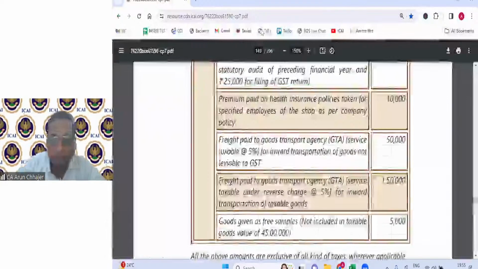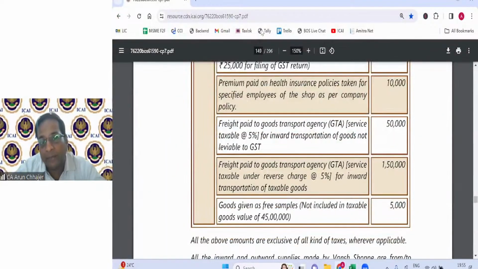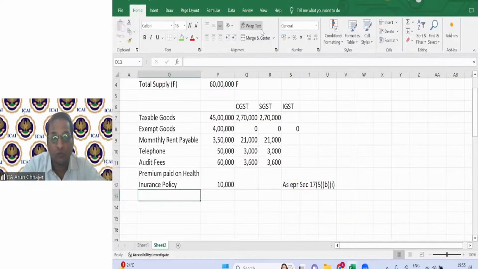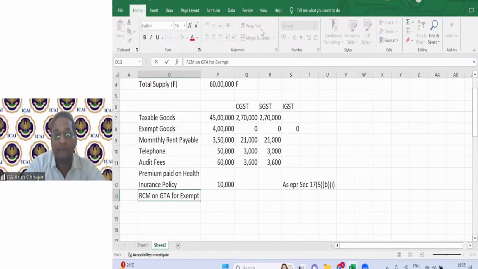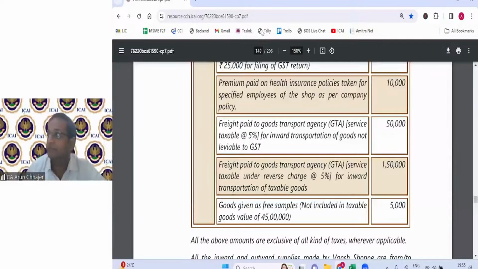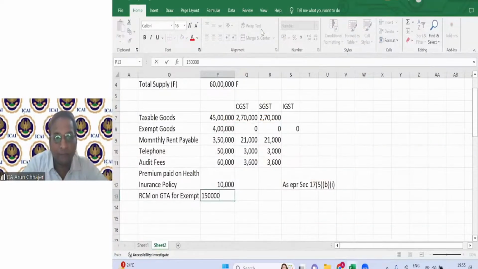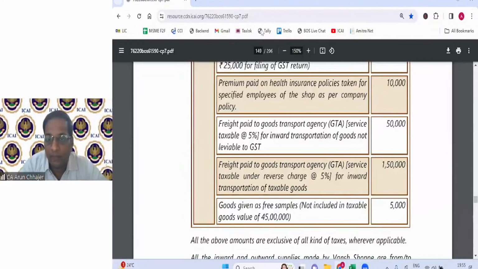Correct. Next is freight paid to GTA, taxable at 5%, for inward transportation of goods not leviable to tax. So RCM on GTA for exempt supply. How much? 1,50,000. And 5% of that.